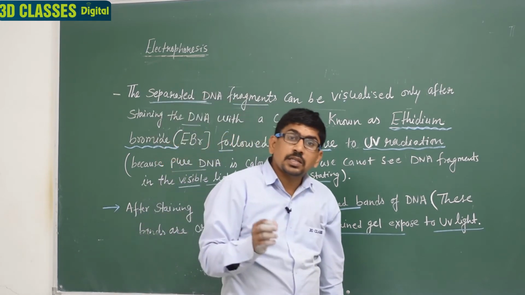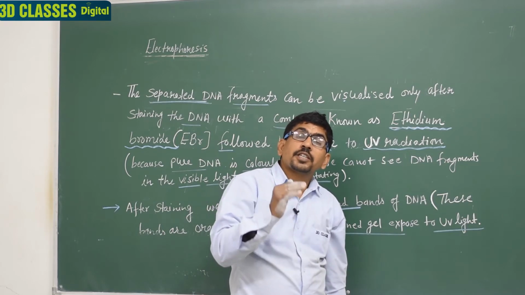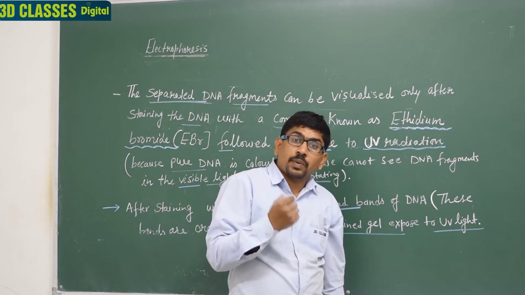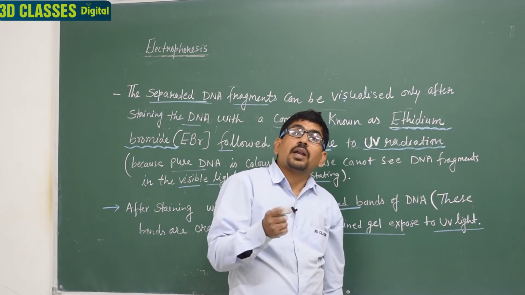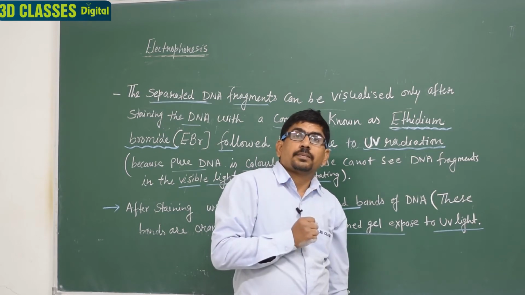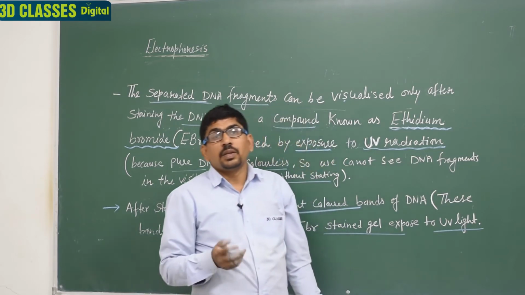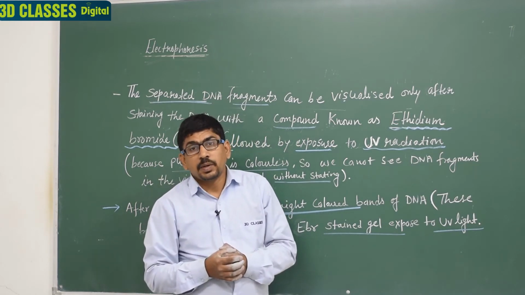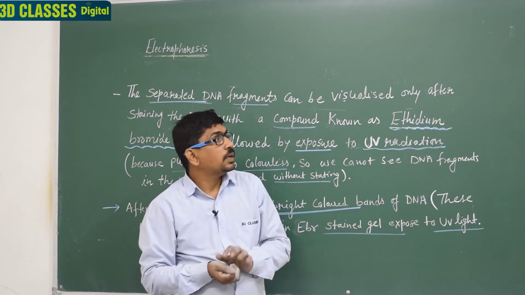EBR is a stain dye, and it has two functions. First, exposed to UV rays, UV lights, it shows bright orange color, and it accumulates in the DNA. Clear? So, we stain the DNA with EBR and with UV rays, we visualize the DNA band pattern inside the gel. Clear?